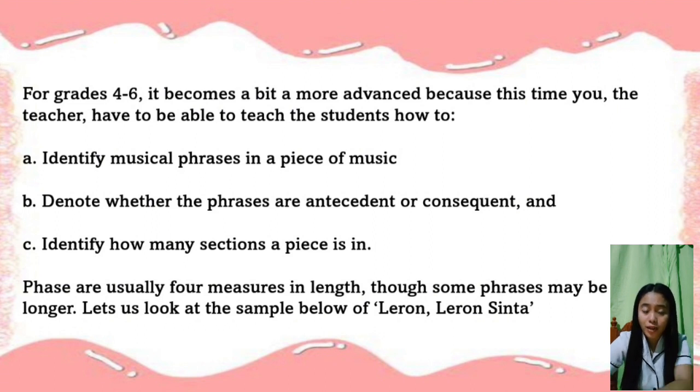So, for the song example, Row, Row, Row Your Boat. The antecedent is "Row, row, row your boat." The consequent, "Gently down the stream." The antecedent, "Merrily, merrily, merrily, merrily." And the consequent is "Life is but a dream." Yun. And then C, identify how many sections a piece or song has.